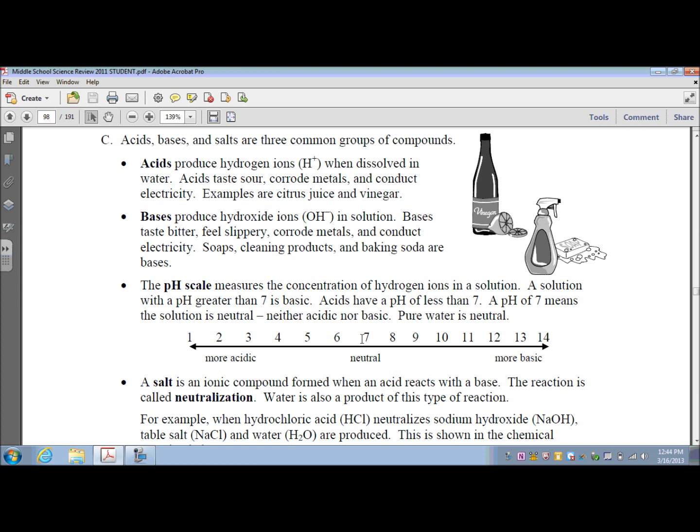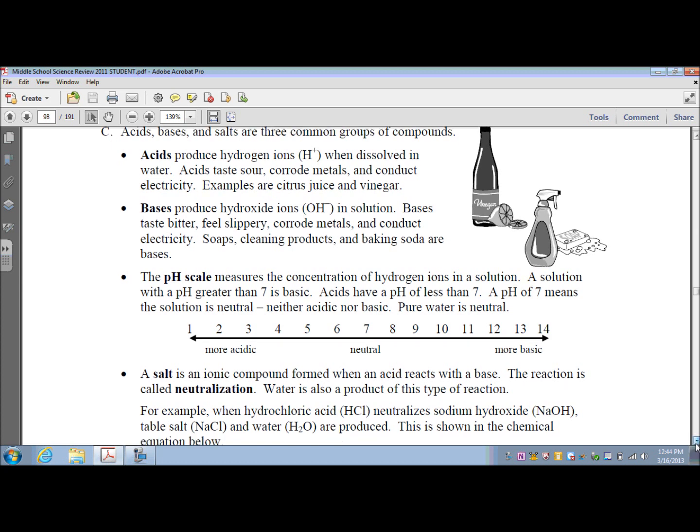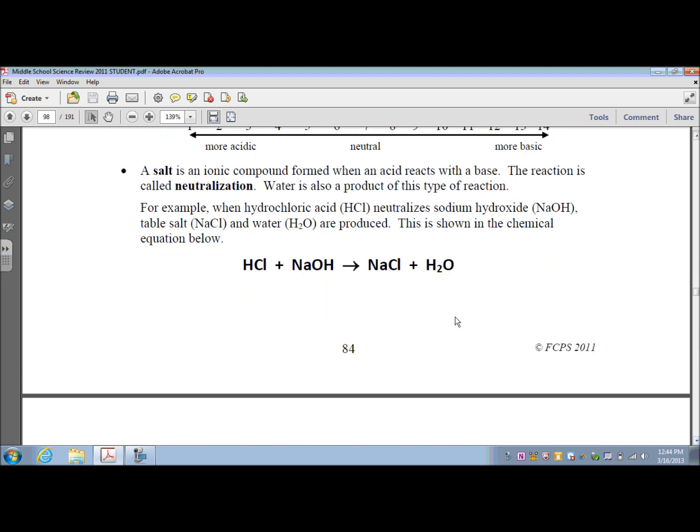A salt is an ionic compound formed when an acid reacts with a base. The reaction is called neutralization. Water is also a product of this type of reaction. For example, when hydrochloric acid, HCl, neutralizes sodium hydroxide, NaOH, table salt, NaCl, and water, H2O, are the products. This is shown in the chemical equation below.